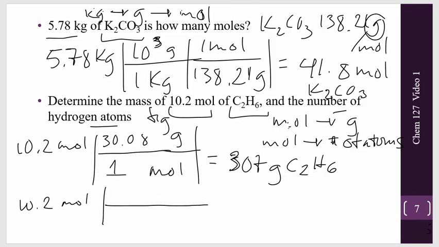So that's 10.2 moles of our whole compound, C2H6. What we want to get finally is the number of hydrogen atoms, but right now we're starting out with a certain amount of our whole compound. So we need to get from the whole compound to just moles of hydrogen, and we can do that using the chemical formula.